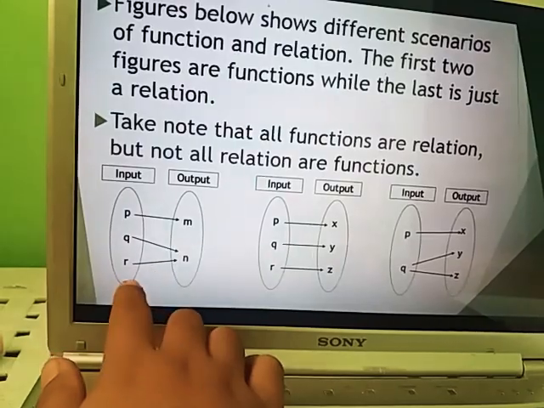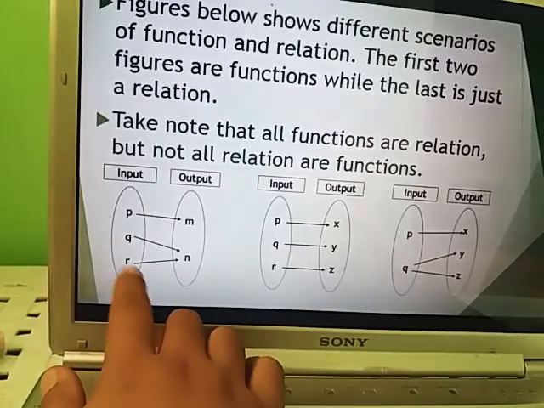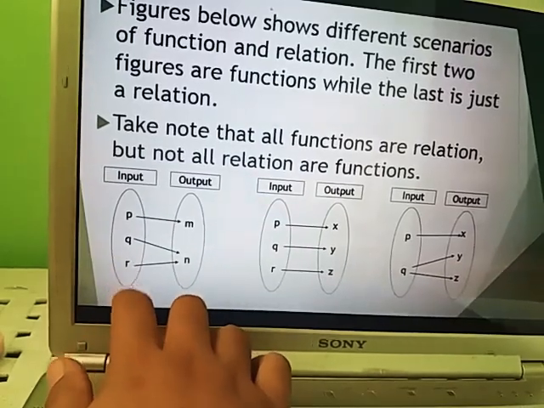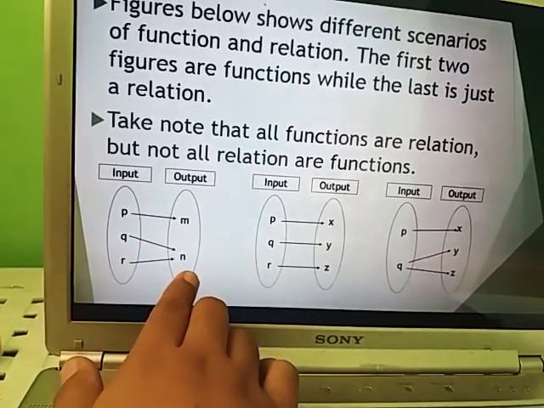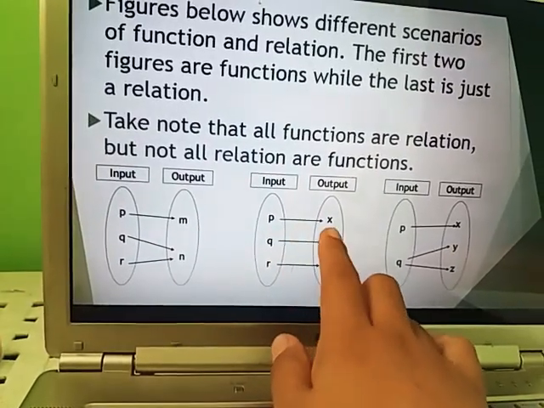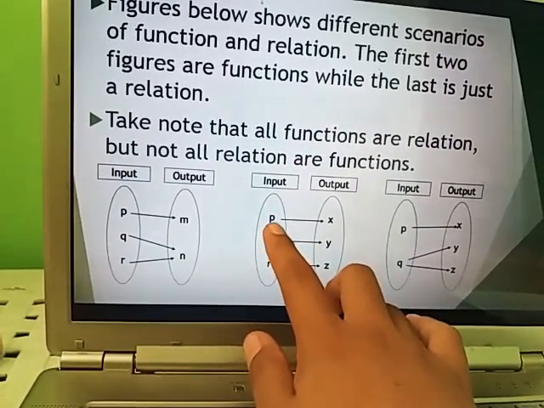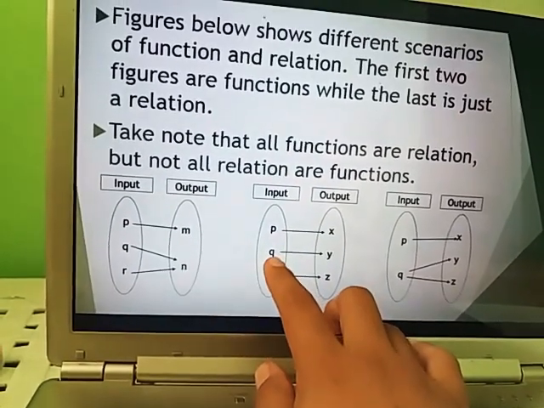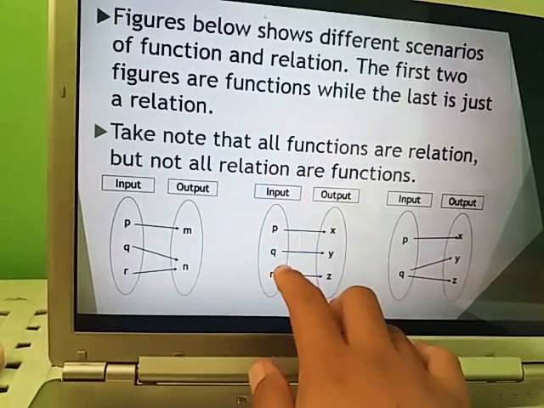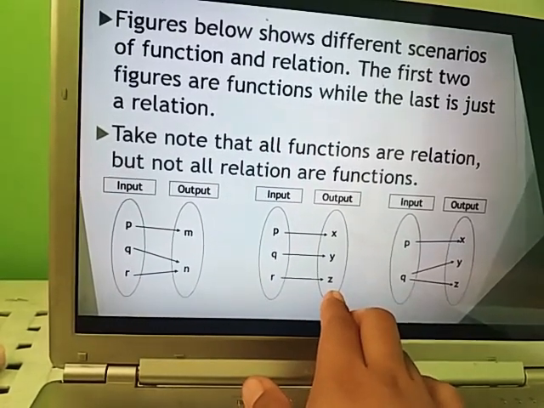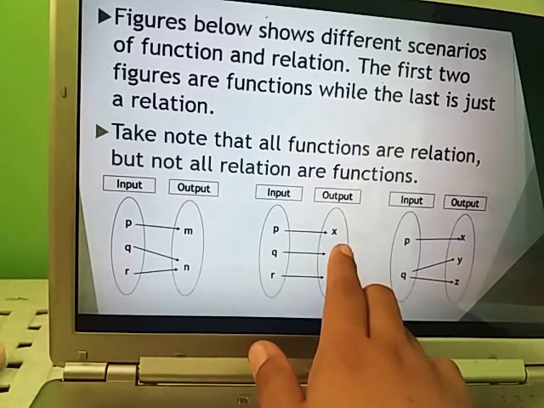So this is an example of many to one. Okay, many to one. Yan na yon. Ito yung ating, yes, this is our 1-to-1. So we have input P to output Q, your output X, your Q to Y, your R to Z. Okay, so one input, one output.